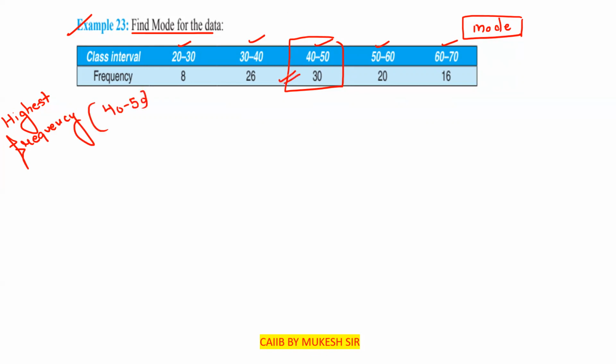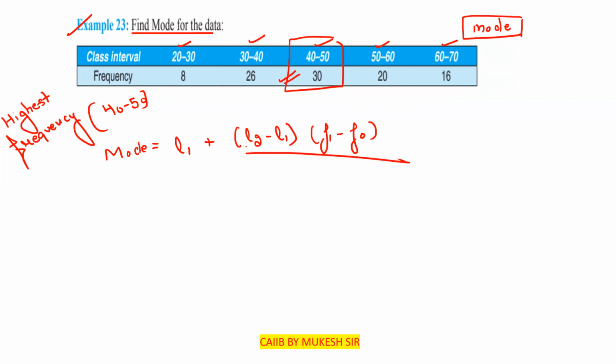Next, what is the step in this case? Put the formula here: mode is equal to L1 plus (L2 minus L1) times (F1 minus F0) upon (2F1 minus F0 minus F2). I am writing it again and again so that you are able to remember it. Just go with the sequence: 2 times the middle value, and subtract the lower value and the upper value.